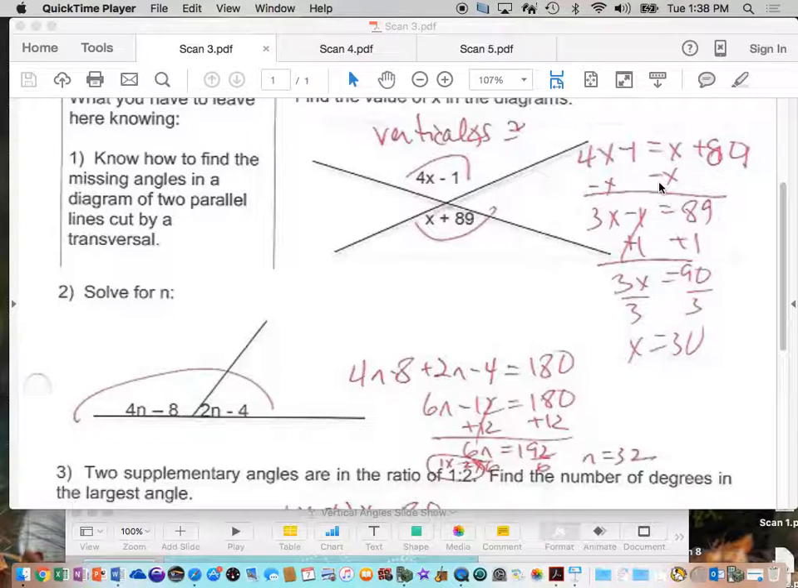Letters on one side, numbers on the other. This is an opposite side, opposite operation situation. You just solve the usual way.